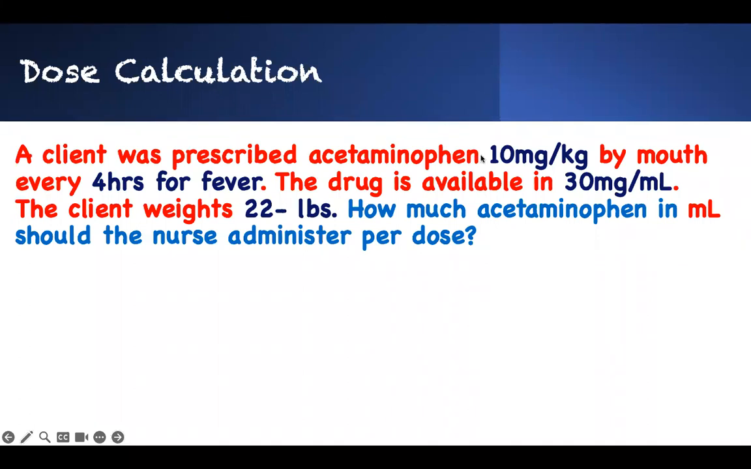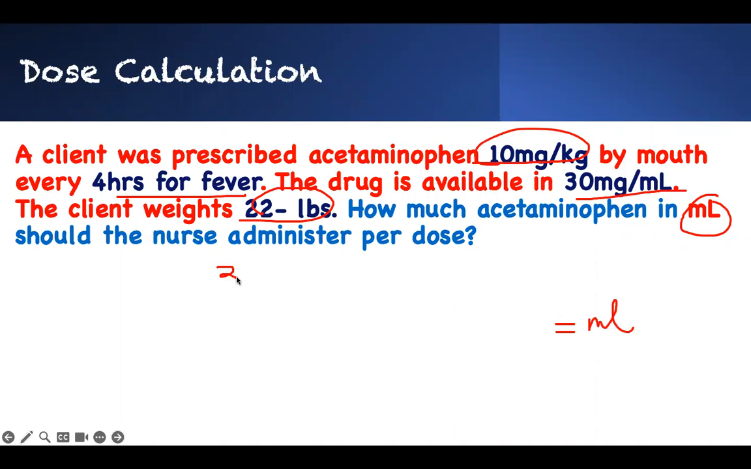The client was prescribed what? Acetaminophen, 10 milligram per kilo by mouth every 4 hours. The drug is available at 30 milligram per ml. The client weighs what? 22 pounds. How much acetaminophen in ml should the nurse administer? That's volume. The same thing, I put my ml here.